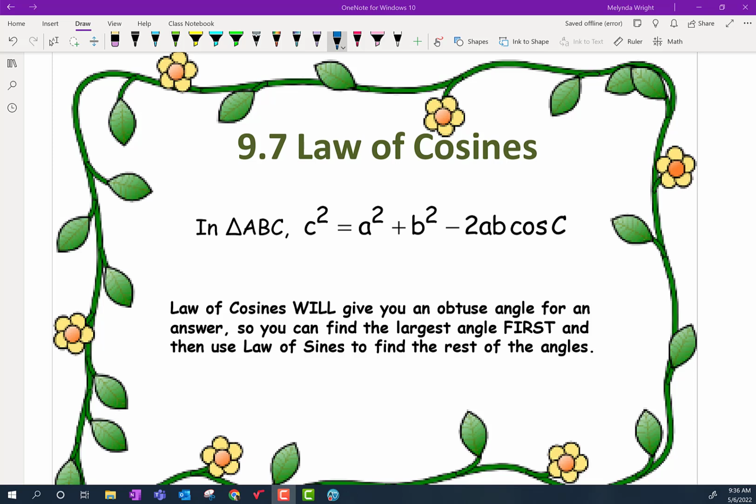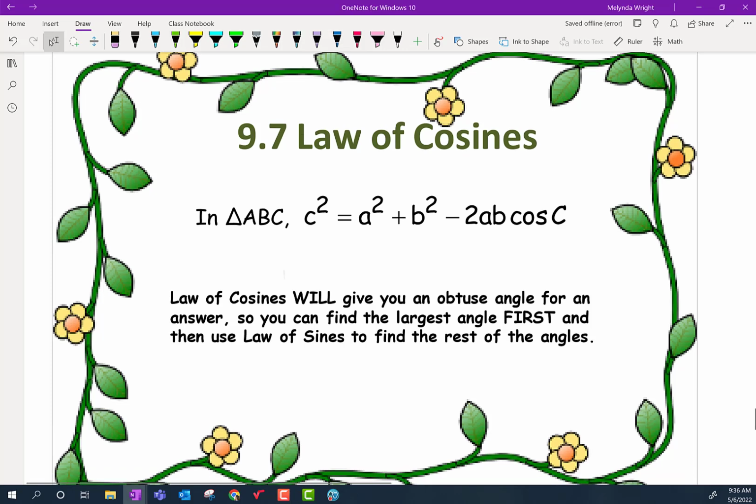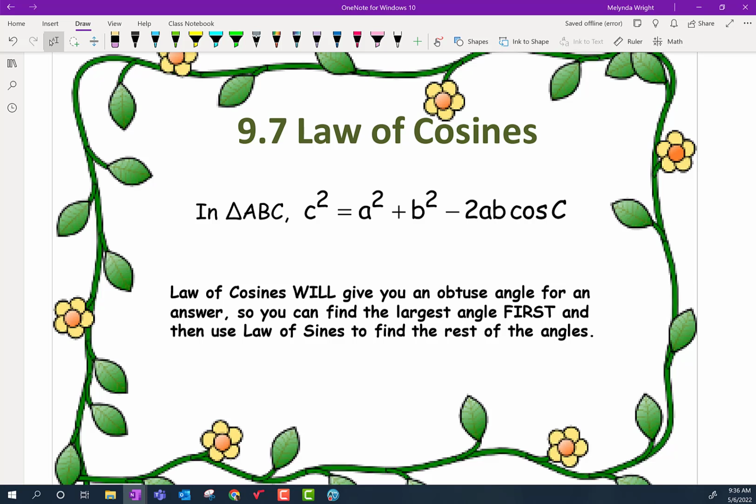All right, let's take a look at our lesson for today. So today we're going to look at the law of cosines. Let's talk about the formula first. The small letters represent sides of the triangle, and the capital letter represents an angle.